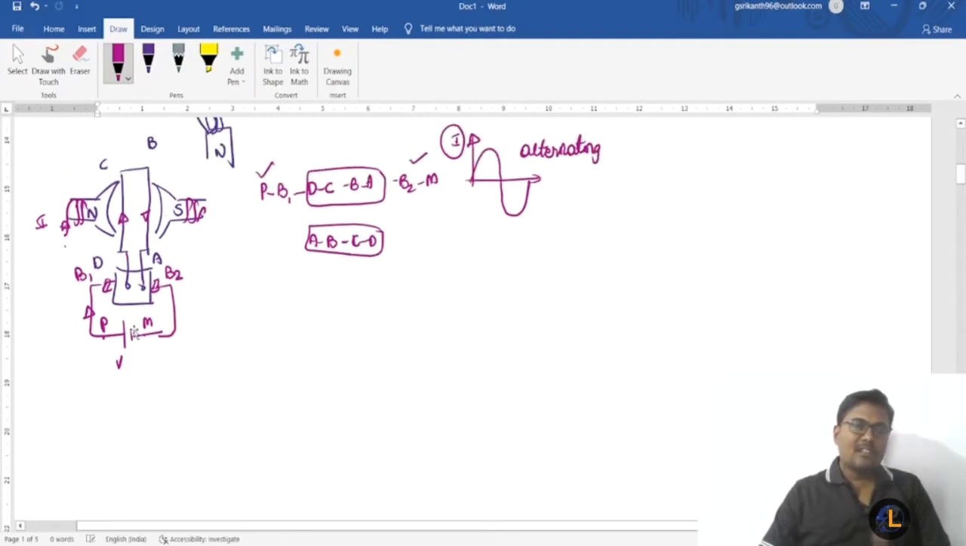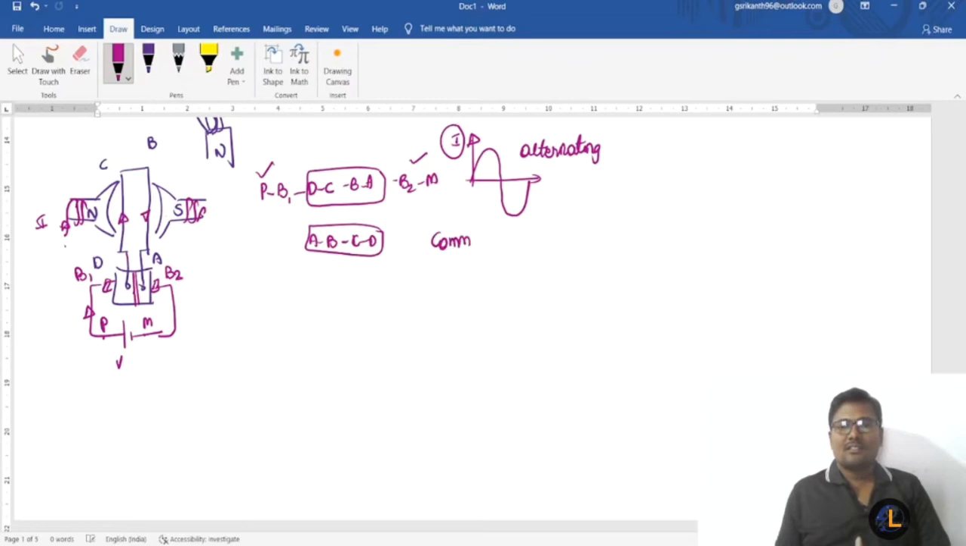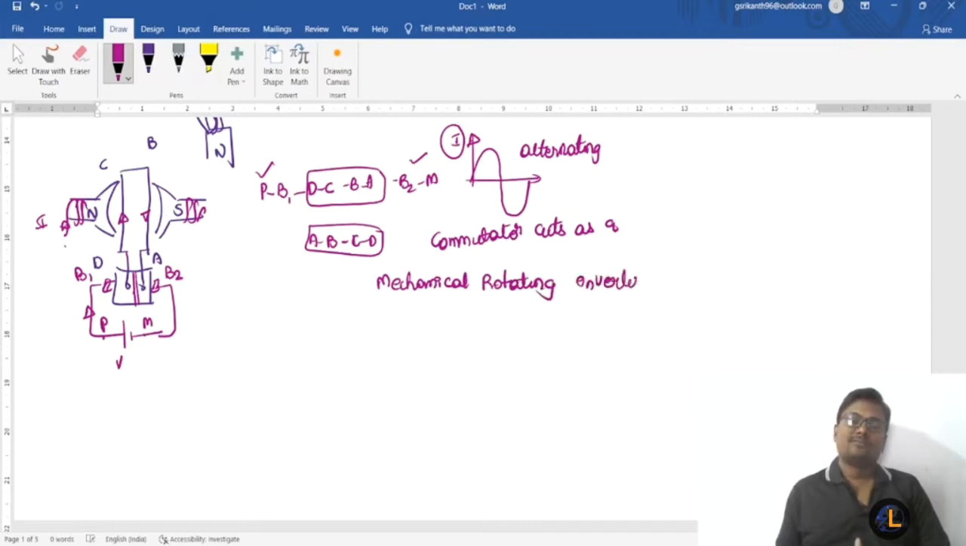By giving a DC supply also, the current flowing through the armature conductors is changing. That's why this commutator acts as a mechanical rotating inverter in this case. If you go for a generator, it acts as a mechanical rotating rectifier. Inverter means DC is converted into AC.